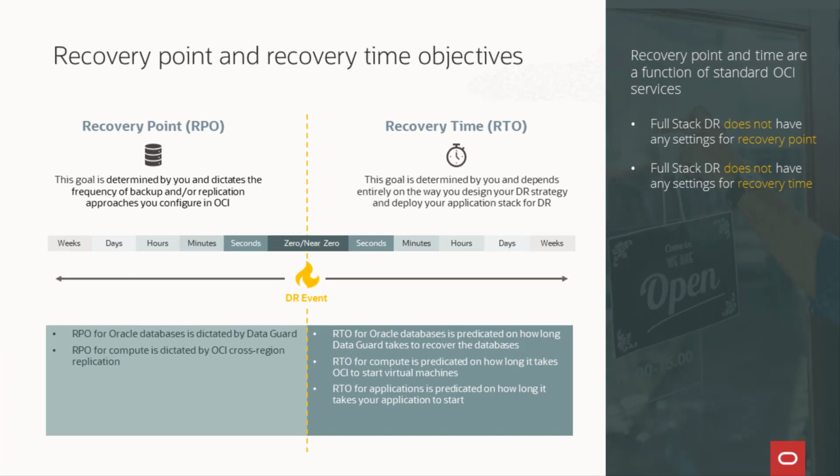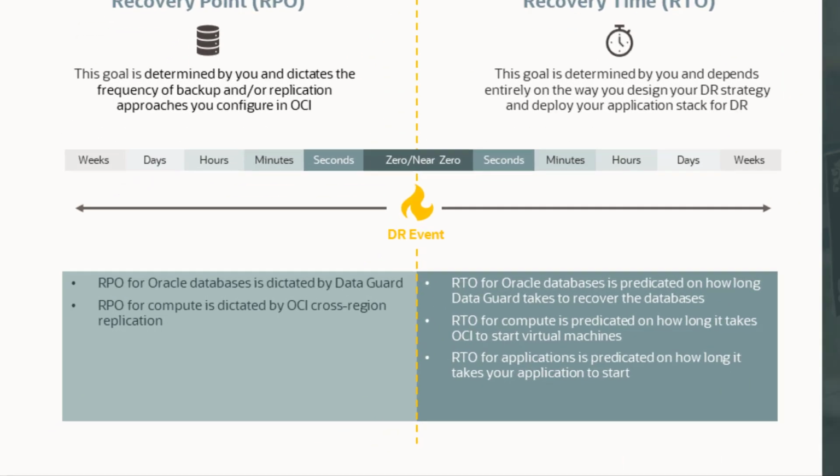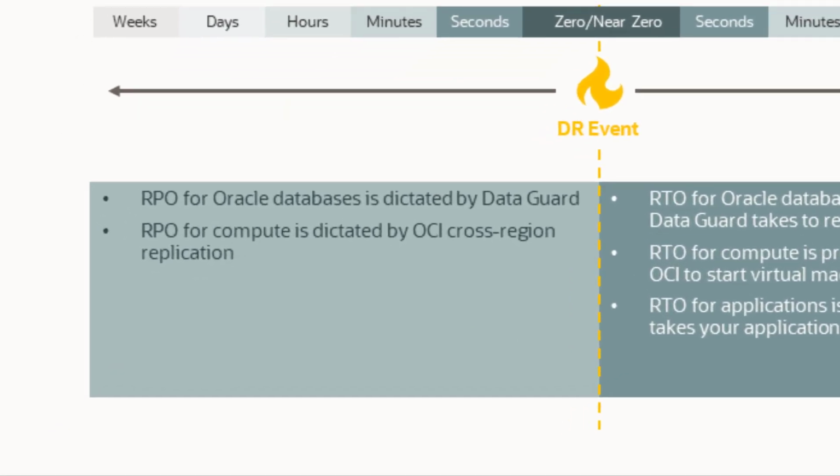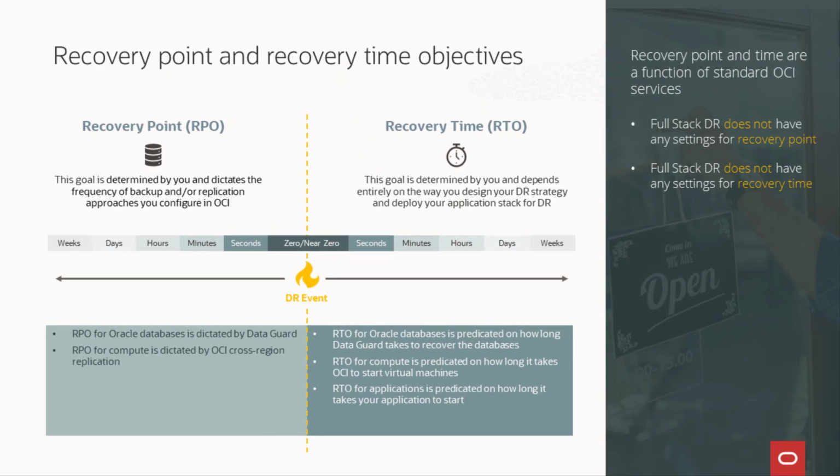So, what determines the recovery point for databases and applications? Here are some examples. The recovery point for Oracle databases is determined by the frequency of synchronization you set up when enabling DataGuard using the normal OCI DBAS process for setting up DataGuard. The recovery point for compute instances is determined by the frequency of OCI block or file storage replication you configure when using normal OCI block and FSS services.